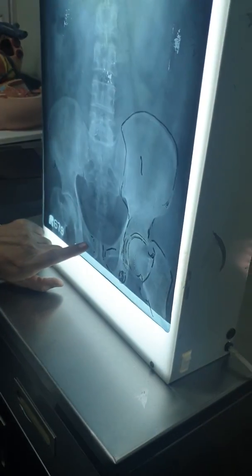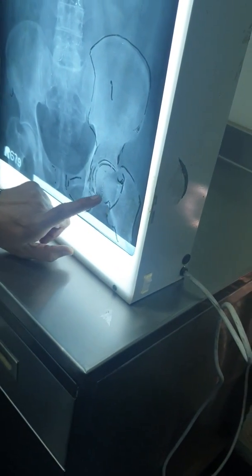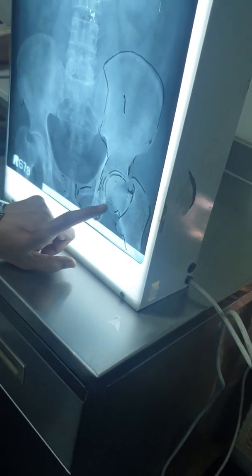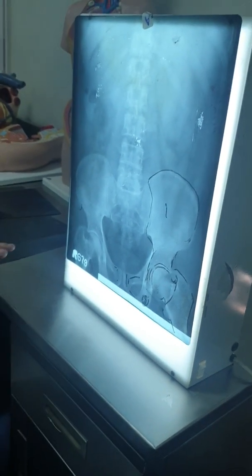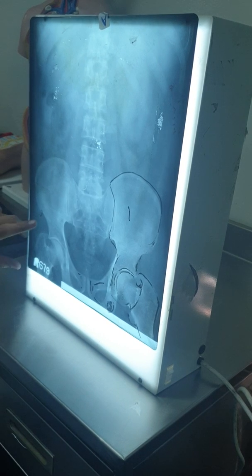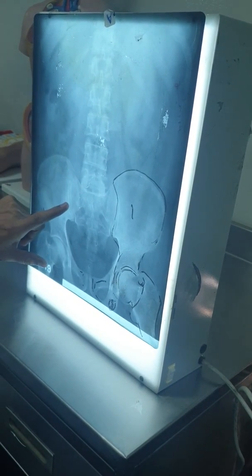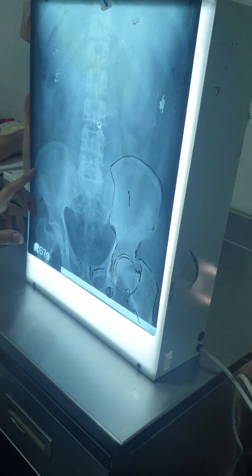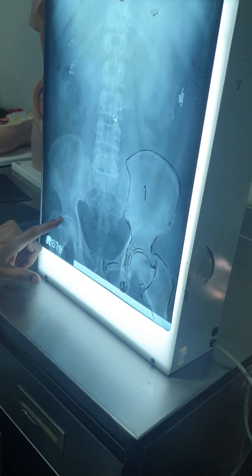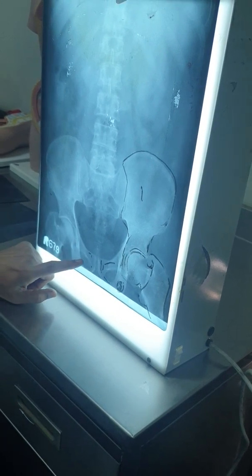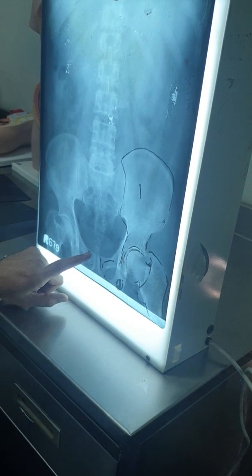This is the upper border of the foramen, or this is the obturator foramen. This is a continuous line, and this line is dislocated when there is a fracture of the bone. So here, what you have to see: the sacrum, joint, iliac crest, anterior superior iliac spine, then obturator foramen, pubic symphysis, pubic tubercle.